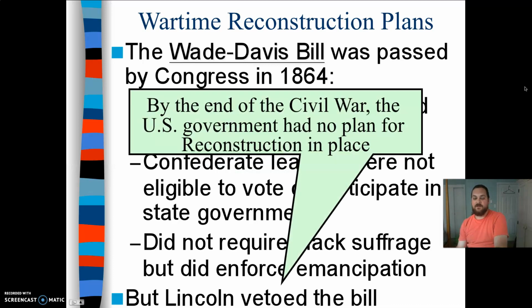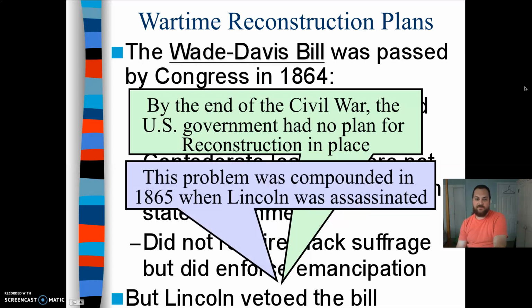The U.S. government at the end of the war had no Reconstruction plan, and this is part of the problem. They had not really planned for this. And when Lincoln is killed in 1865, when he's assassinated, it gets even worse, because now there's no one at the helm being kind of a reasoned, deliberate leader.